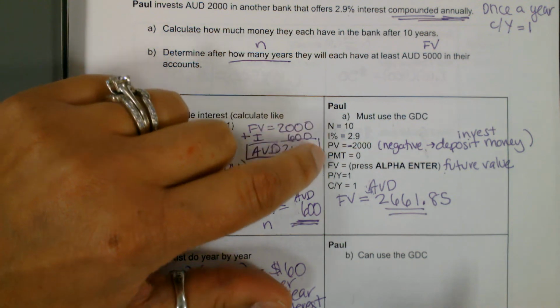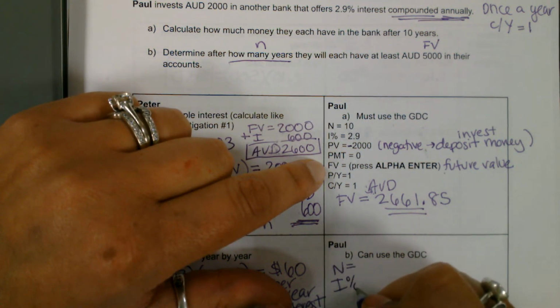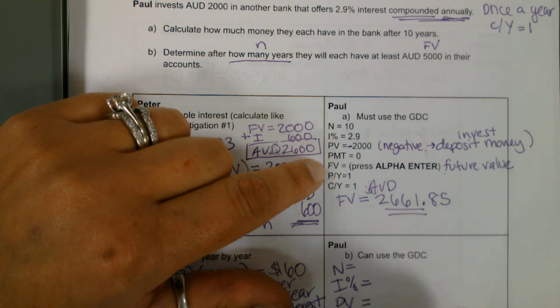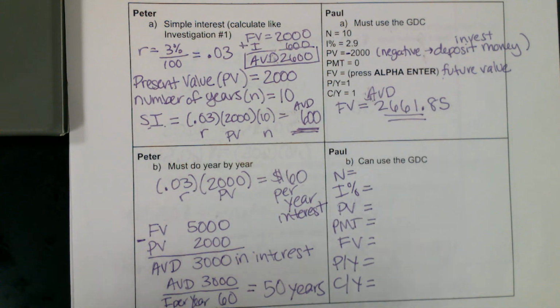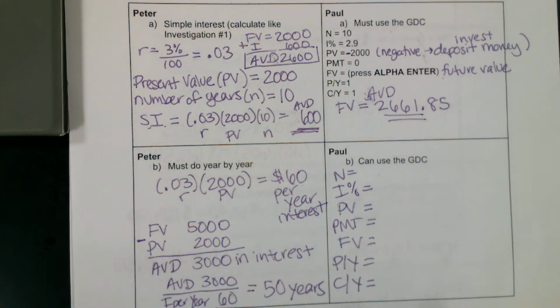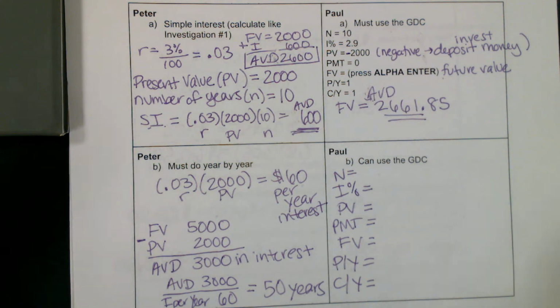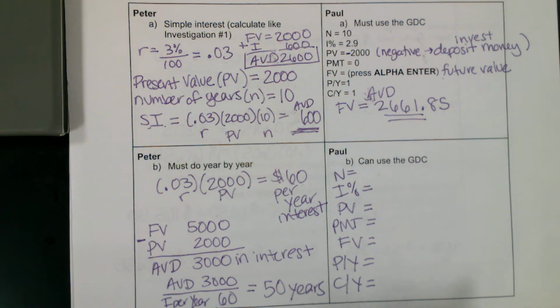So let's write this menu down. I'm going to call this a menu. N equals, I% equals, PV equals, PMT equals, FV equals, PY equals, CY equals. I want you to write this down because first we're going to fill it in on paper. When I check your papers, I'm going to make sure that you have this written down because I need to know what you put in the calculator. Because you could say, I did it right, but I got the answer wrong, and I'm going to say, well, what did you put in? And I'm going to need to see it on your paper.